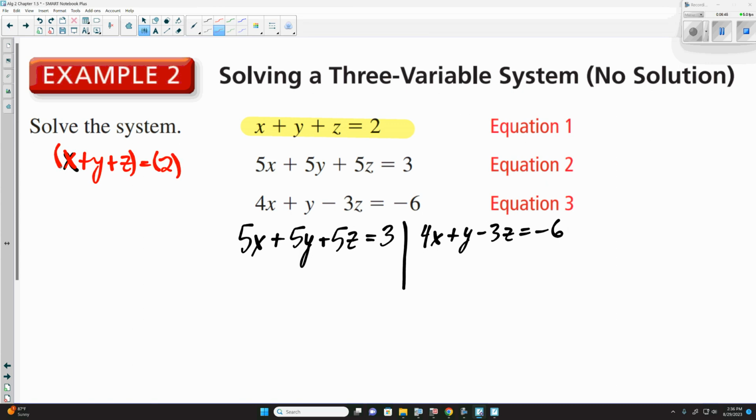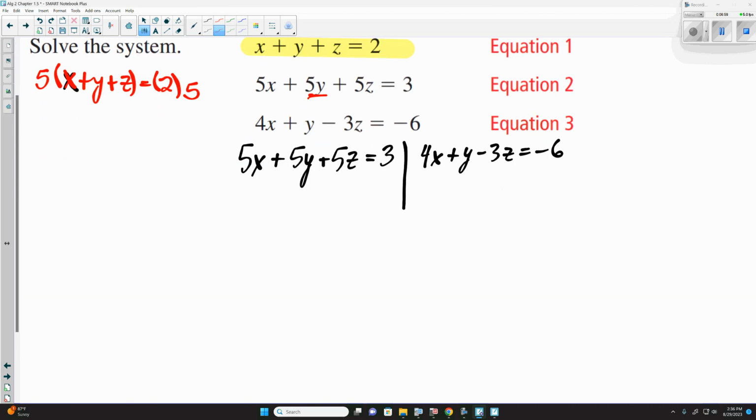What do we need to multiply this equation by to get the y's to be the same for the one on the left? 5. Because if I want 1y to be the same as our 5y, I need to multiply the whole thing by 5. So here we can distribute the 5. 5 times x is 5x. Plus 5 times y is 5y. And lastly, 5 times z is 5z.